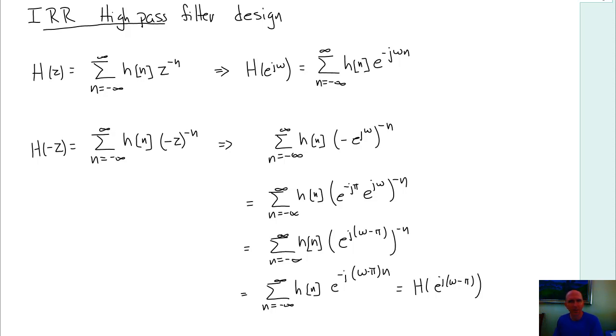Good morning. Today we're going to be talking about how to design high-pass filters. We've been talking about how to design low-pass filters, but we don't know how to do that. What would happen if we want a high-pass filter? Well, it turns out to be relatively simple if we notice the following thing.